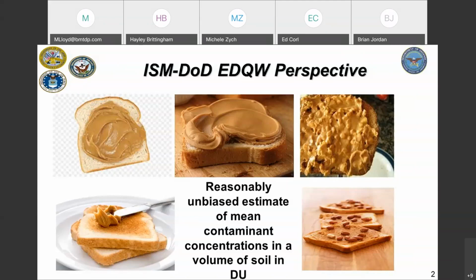However, it certainly is absolutely true with discrete samples that assuming it has been homogenized and assuming it's been subsampled properly, certainly it only represents a concentration of a much smaller volume or mass of soil at our site relative to an incremental sampling, which has much higher coverage.